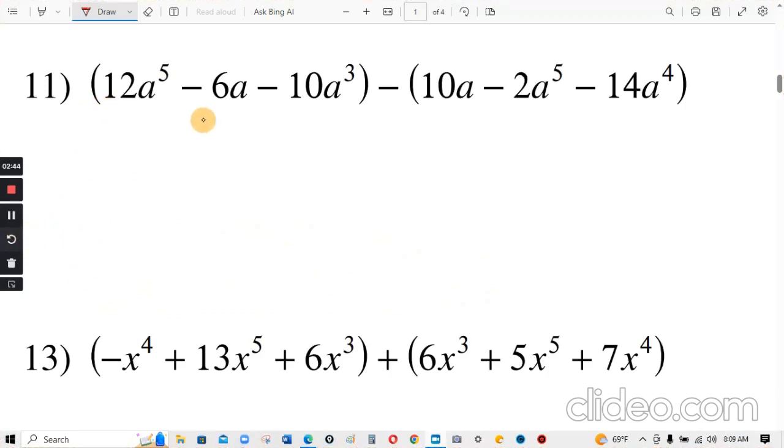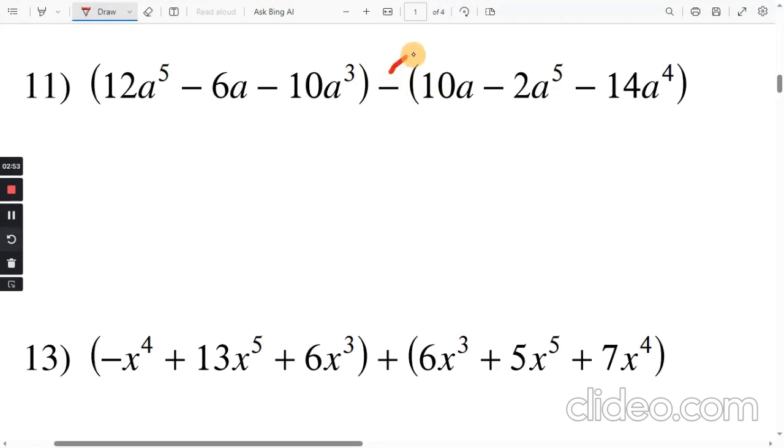Just as before, I'm going to leave the first set of parentheses alone. And over here, we are distributing a negative sign, okay? This negative sign gets distributed to each term, so make sure you do that. And when you distribute a negative sign, it's the same as multiplying by negative 1. You change the sign on all 3 of these terms.